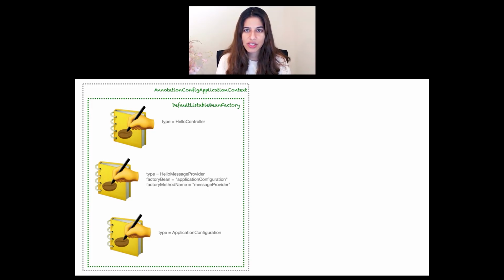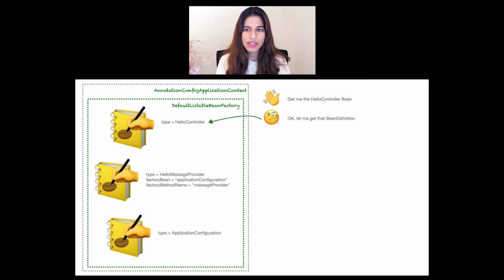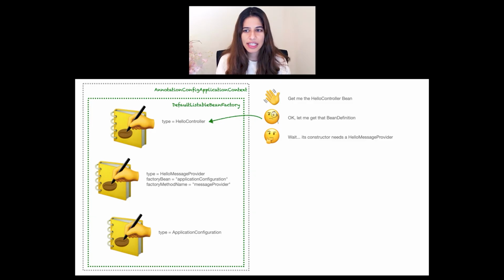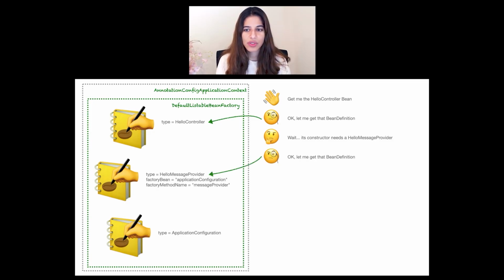Now, when Spring tries to wire up all of the web components, it needs all of the controller beans in order to configure all of the request mappings that are defined in them. In this case, we have our hello controller. So it says, okay, get me the hello controller bean. It looks at the bean definition of the hello controller and sees that it needs a hello message provider because that's what's injected in its constructor. It then goes on and gets the bean definition for hello message provider.